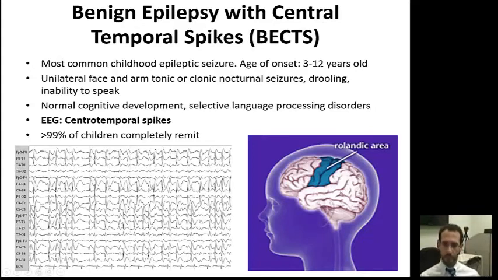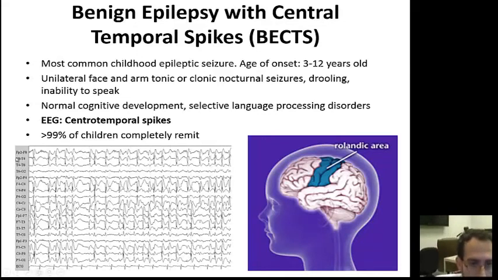You remember the colors that we talked about, with the red color and the blue color. There's that area of red color where the motor cortex controls the movement of your body, and the seizures are coming from that specific area. These kids will have normal cognitive development, and they can have selective language processing disorders as well. Their EEG will typically show central temporal spikes, and this is the way that it looks.